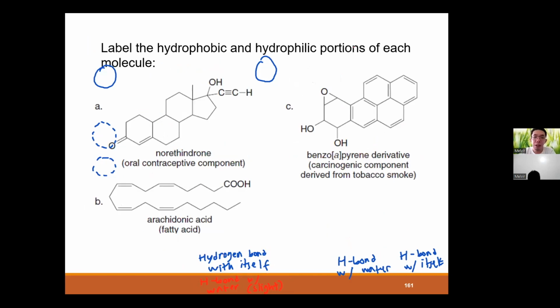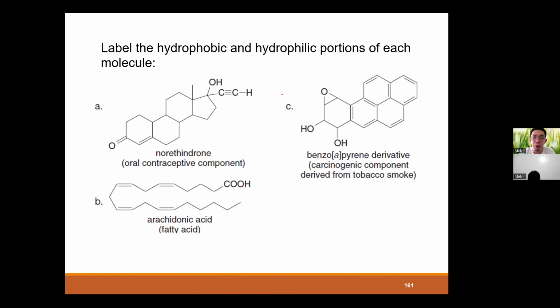Okay, next. Dito, Josh, lalagyan mo lang yung mga hydrophobic at hydrophilic part. So I've given you 3 molecules. The first one is norethindrone, an oral contraceptive component. The second one is arachidonic acid, which is a fatty acid. Then the third one is a benzoapyrene derivative, a carcinogenic component derived from tobacco smoke. Go ahead, bilugan mo, Josh, kulay red kapag polar group or hydrophilic.